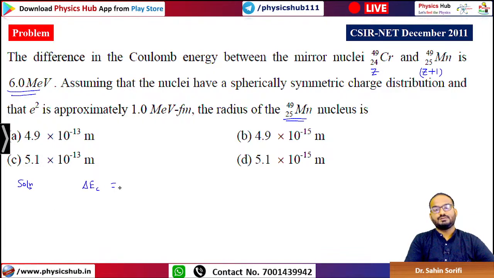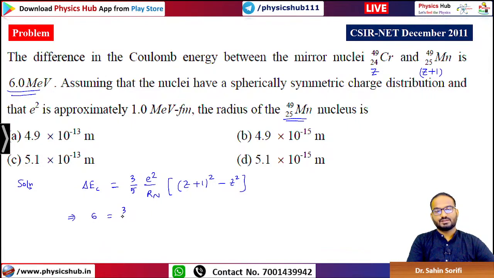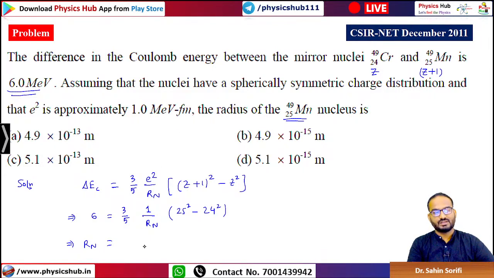Delta Ec is equal to 3 by 5 E square by Rn into (Z plus 1) whole square minus Z square. This is the formula, right? Delta Ec is 6 MeV. E square is 1 MeV femtometer. So let's keep it Rn. It is 25 square minus 24 square. So Rn will come in which unit? We have put MeV femtometer, so Rn should come in femtometer, right?